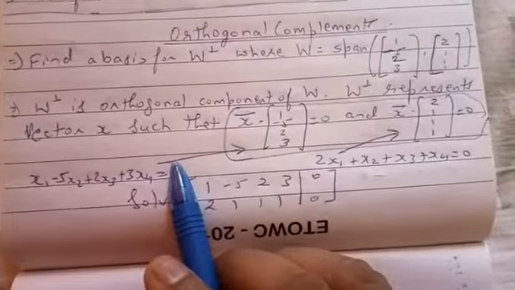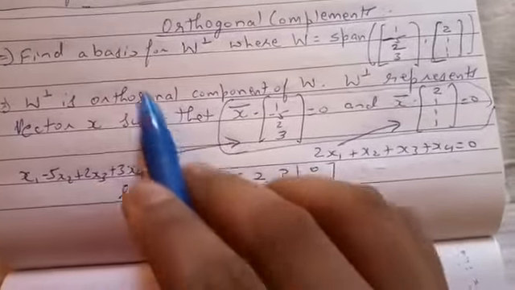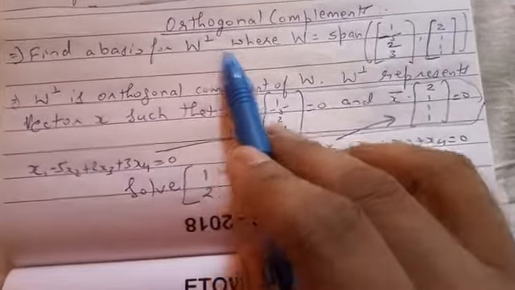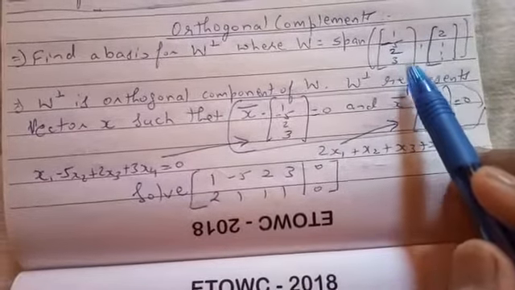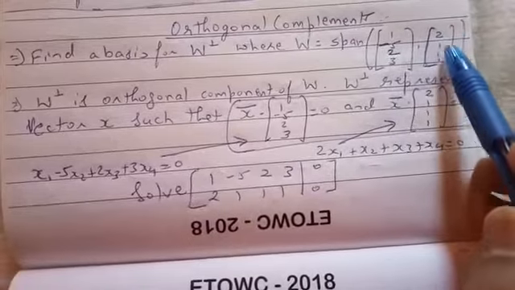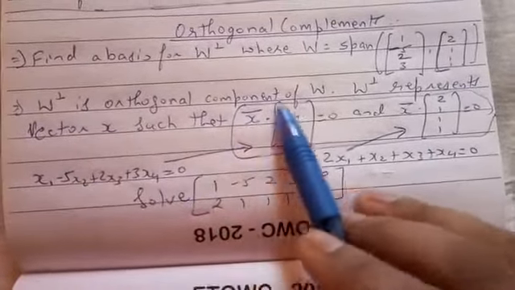In this video, I'm going to explain the orthogonal complements. So the question that we have is find a basis for W tilde, where W is span of (1, -5, 2, 3) and (2, 1, 1, 1). So W tilde basically is the orthogonal component of W.